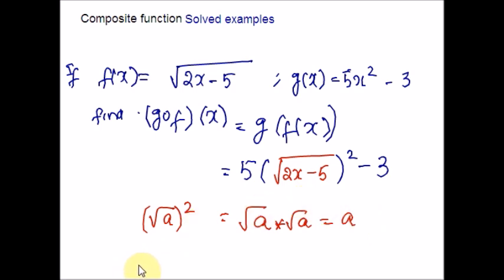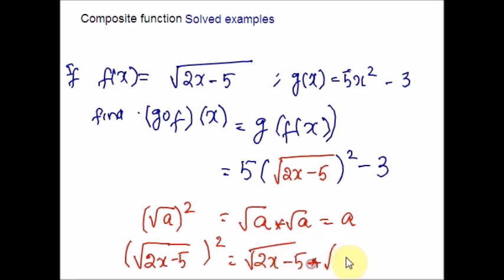Now I'm going to apply the same thing. 2x minus 5, we have a square here. So if you take the square, it will be 2x minus 5 times the product in between, 2x minus 5. So when you multiply a square root by itself, you'll be getting the expression itself. So it would be 2x minus 5. Can you follow so far?